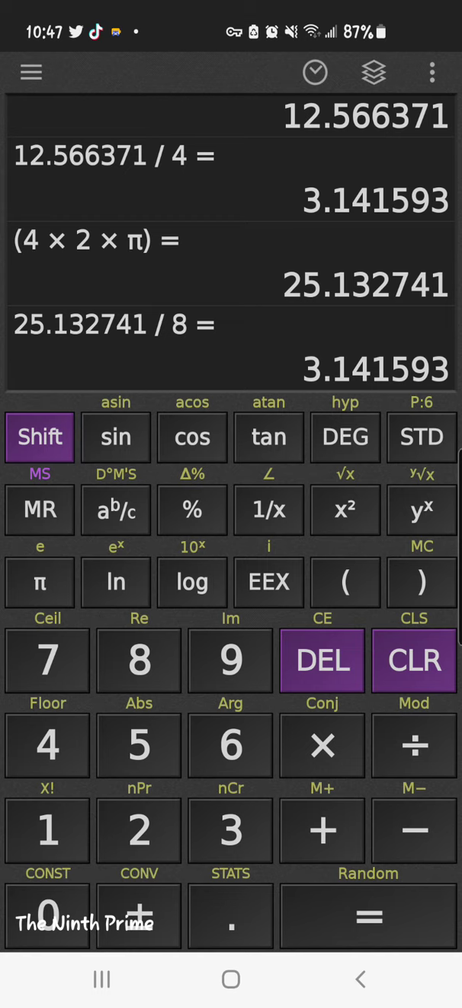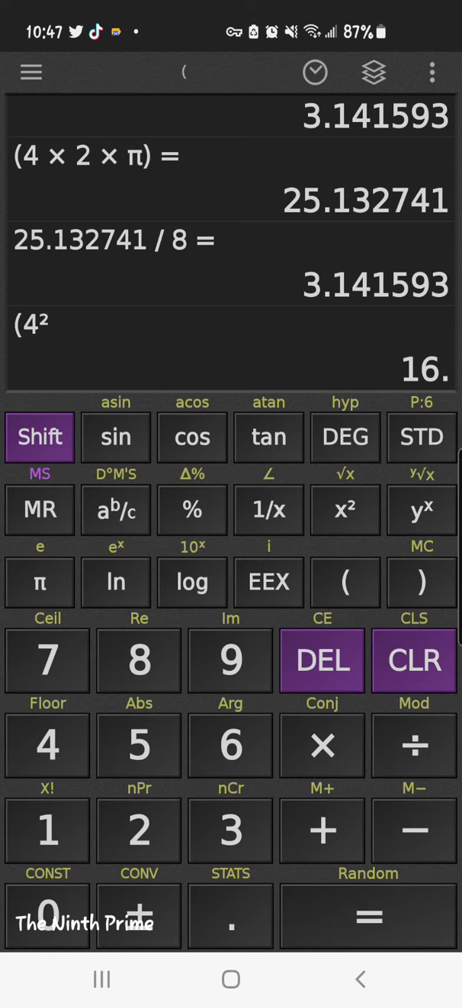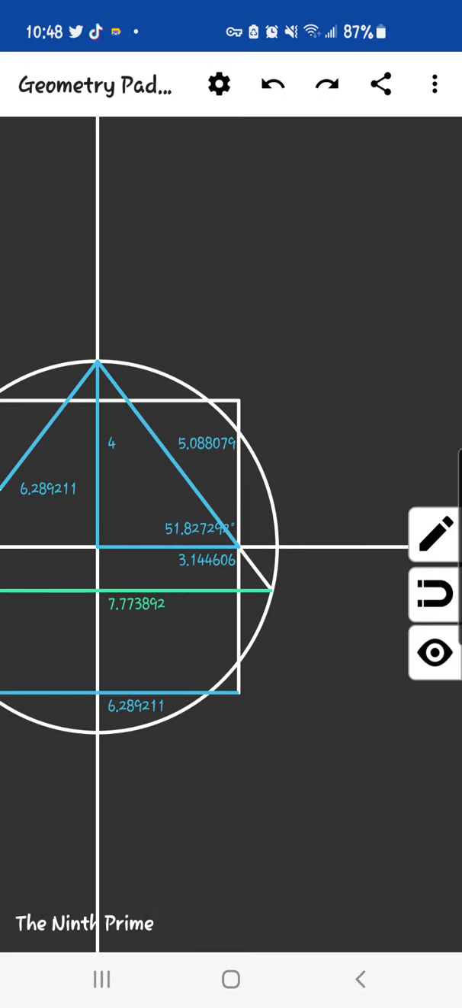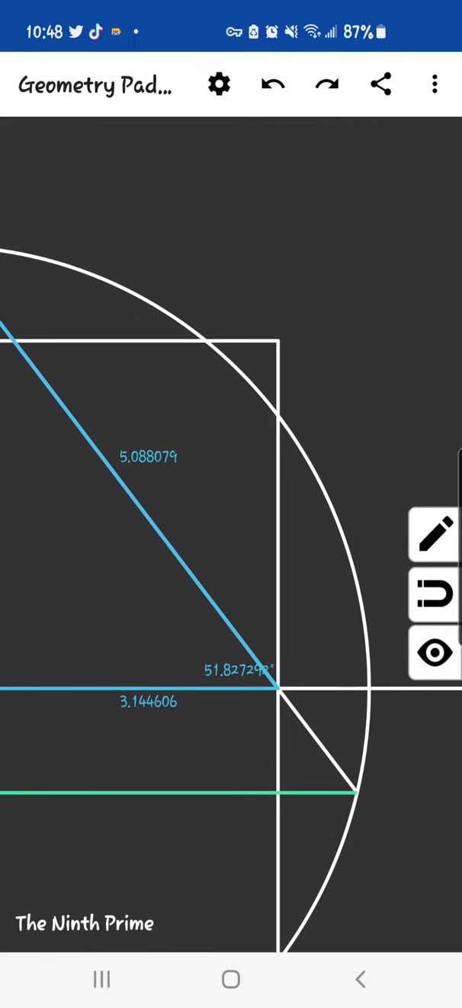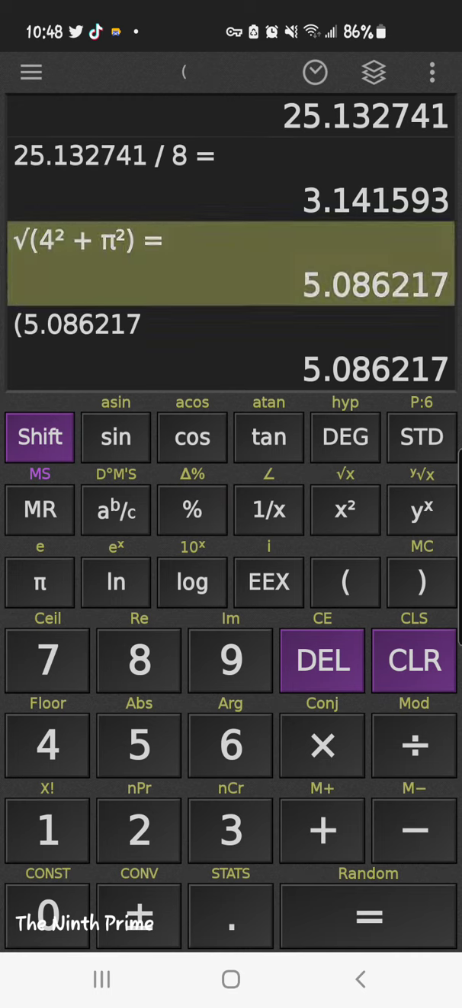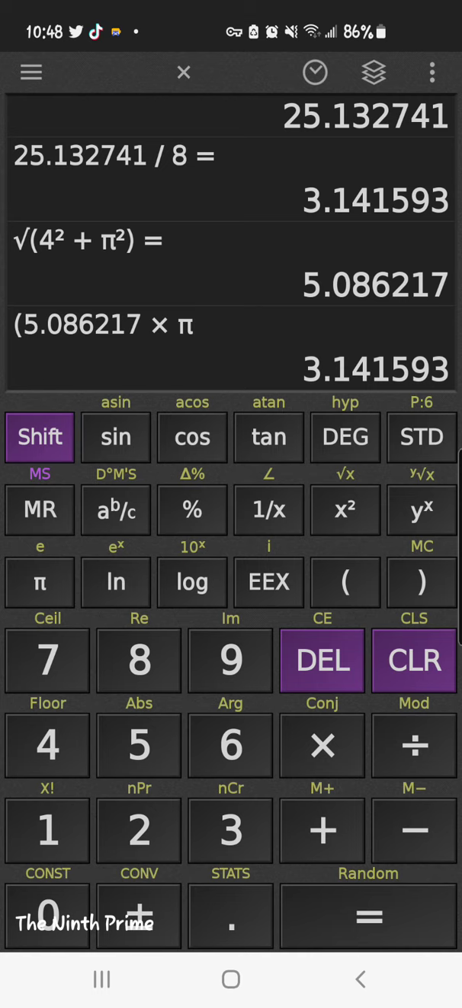In the Pythagorean theorem, if you do 4 squared plus pi squared, which basically would be the radius plus half the base of the triangle, both squared, it would give us this number, which normally would have been the hypotenuse that I showed you right there. It should be the hypotenuse right here, but it's not. And the reason why it's not is because afterwards, and that's the beautiful stuff, if we were to take that number and multiply it by pi, it does not give us 16.